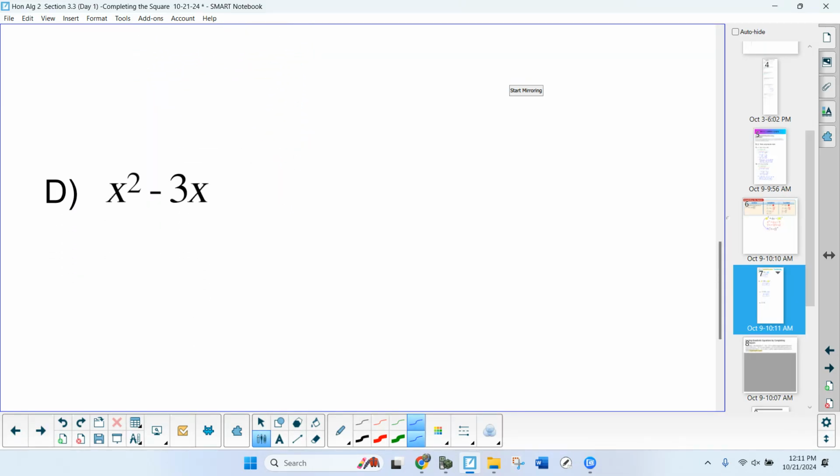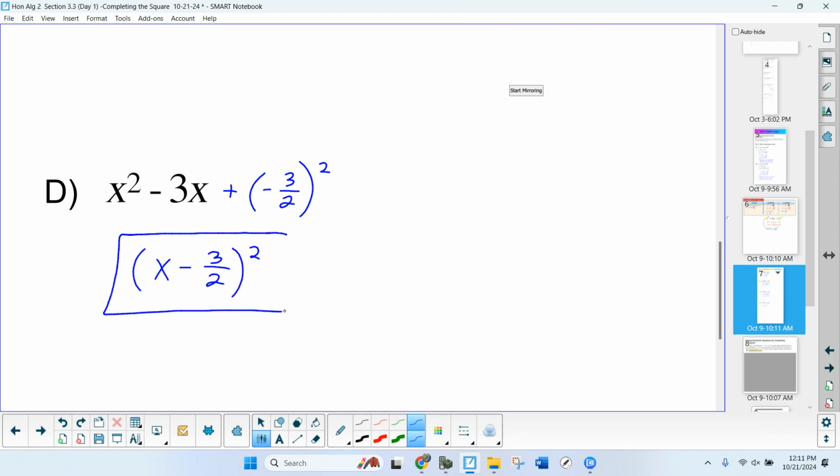What do you take half of? 3. What's your sign? -3. And what's half of -3? 3/2. -3/2 squared, right? Yeah. And now what does that factor into, Justin? X minus 3/2, quantity, squared. Done. Okay, is everybody okay so far?